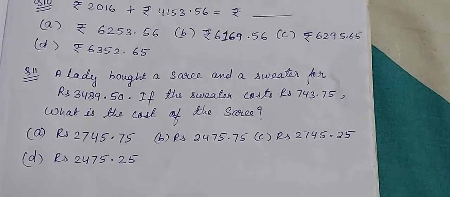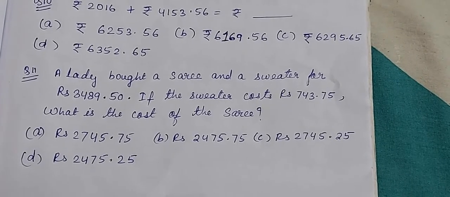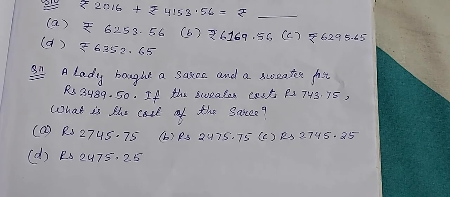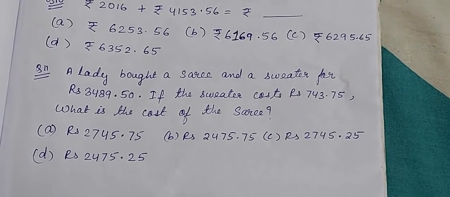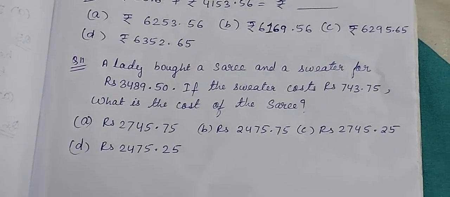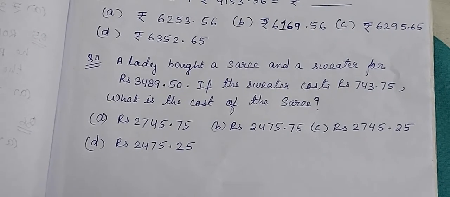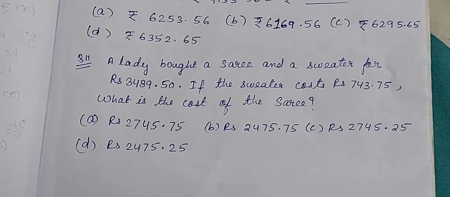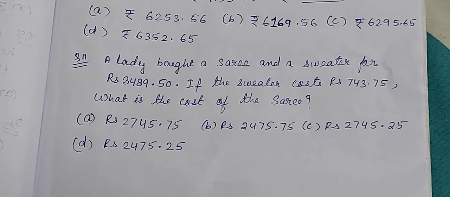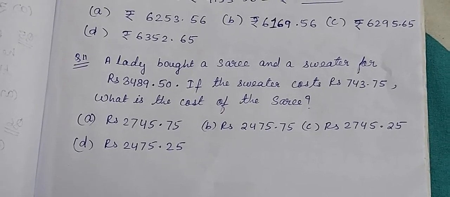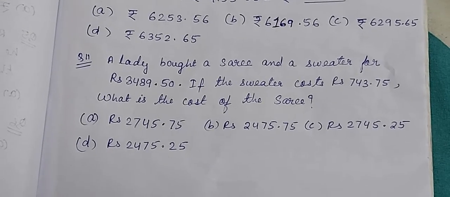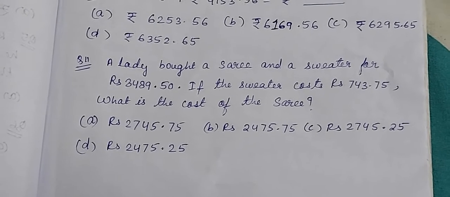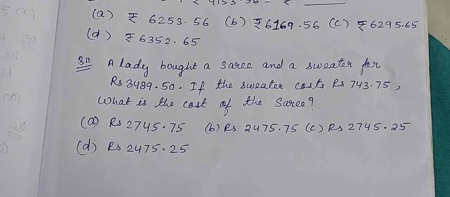Now let us come to question number 11. Question number 11 is, a lady bought a sari and a sweater for rupees 3489.50. If the sweater cost rupees 743.75, what is the cost of the sari? See, it is so simple. The total price the lady gave for sari and sweater, from there you deduct the price of one item, that is the sweater, then you will get the price of the other item very easily.